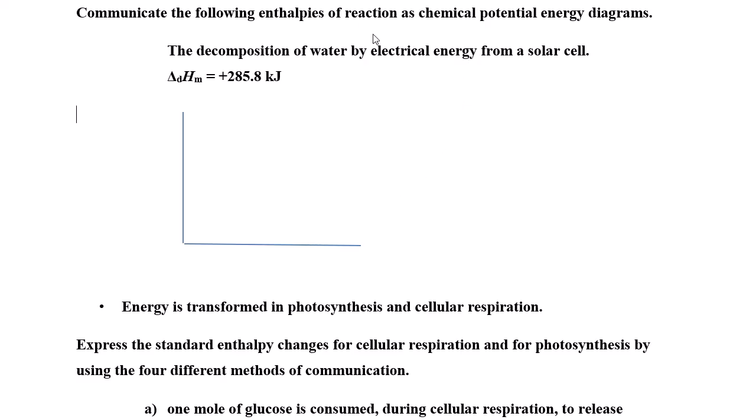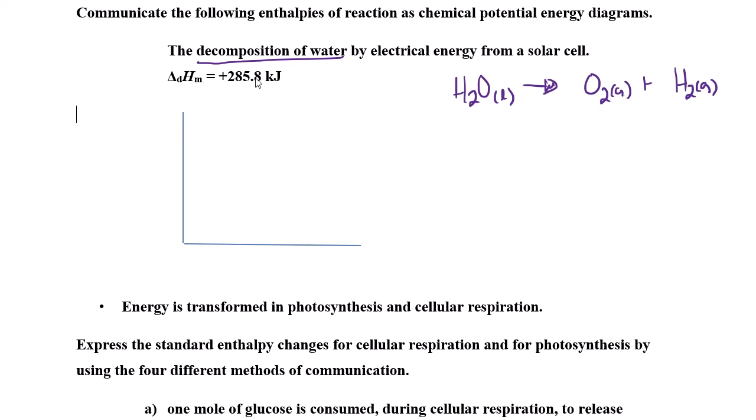If I want to communicate this reaction as a potential energy diagram, the decomposition of water by electrical energy from a solar cell, we don't really care about any of that stuff, but we do care that this is the decomposition of water, because I'm going to need to know what my actual reaction is. I'll put a link to how to predict reactions in case you forget how to do that, but the decomposition of water will be this reaction here. So I'm starting with liquid water, it's decomposing, so it's producing oxygen and hydrogen. Those would both be gases.